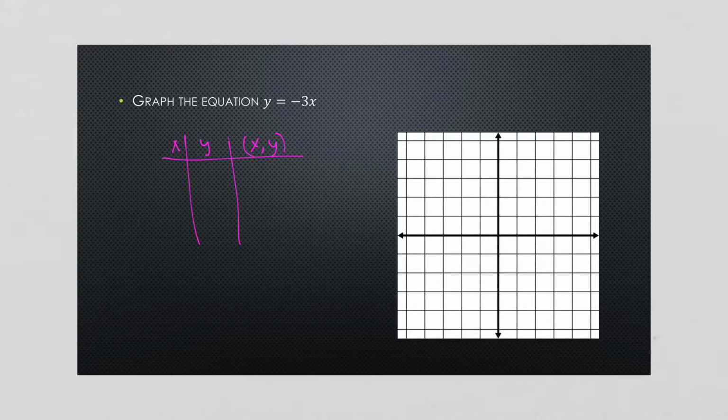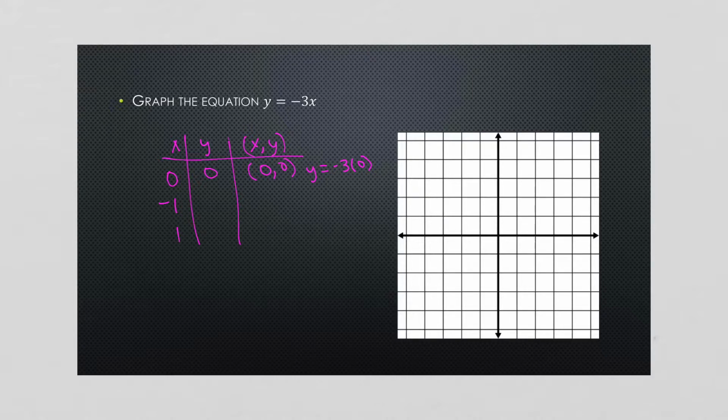And again, just pick values of x that'll make your life easy. Maybe negative 1 might work this time. So let's try these three. So I've got y is equal to negative 3 times 0, which is 0. So I've got an ordered pair at 0, 0.